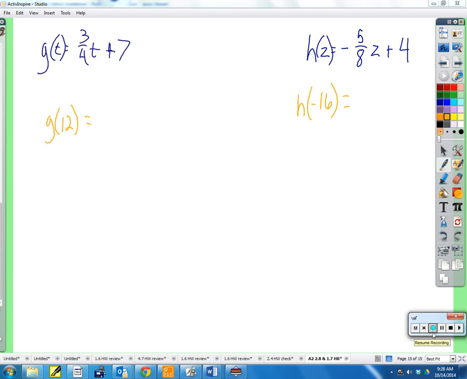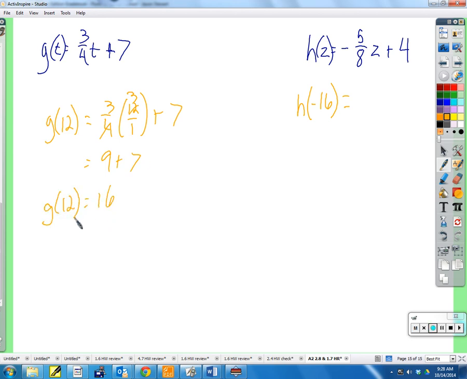So if I ask you g of 12, you know you're working with the function g, not the function h. That's the first thing about function notation, it gives it a name. I put 12 in there, it means I'm going to put 12 in for x. 4 times 12, I get 9 plus 7, 16. We say g of 12 is 16. It means for function g, if I plug in 12, I get out 16.